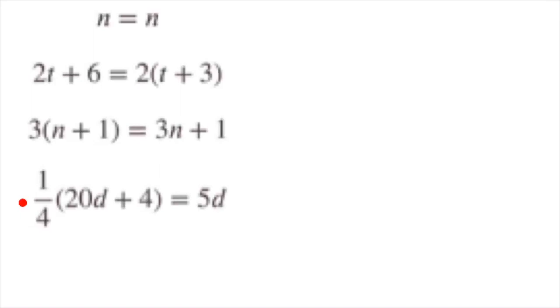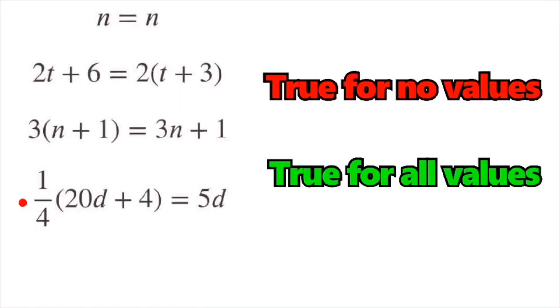Let's take a look at some more equations, starting with n is equal to n. What is our solution going to be in this case? Pause the video and try to group these 4 equations into either true for no values or true for all values. All right, if you gave it a go, let's try it all together.